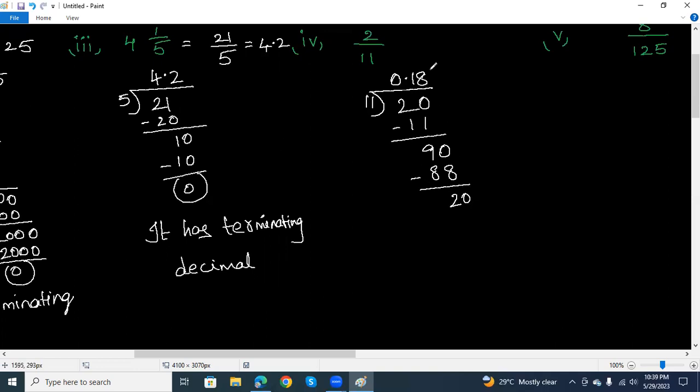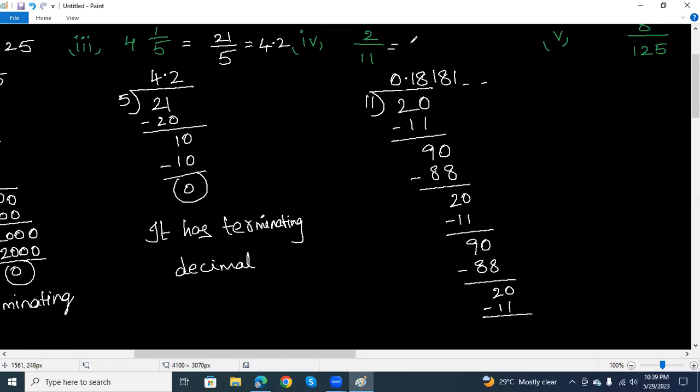90. 11 eights are 88. Then 20. 11 ones are 11. So again it's a 90. 11 eights are 88. Again 20. Again 11 ones are 11. So it keeps on coming 1, 8, 1, 8, 1. So it's not finishing here. We won't get a 0 in this case.